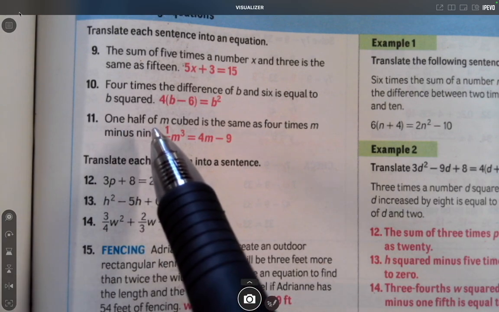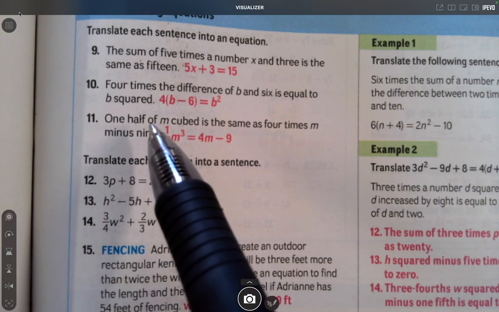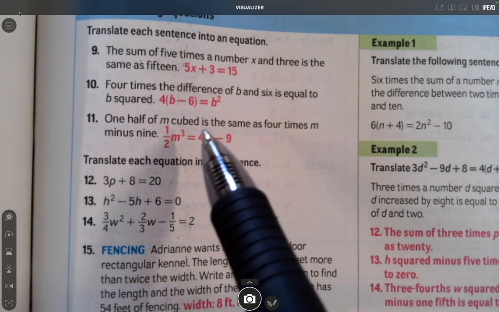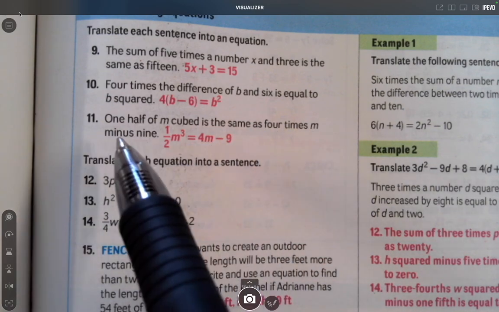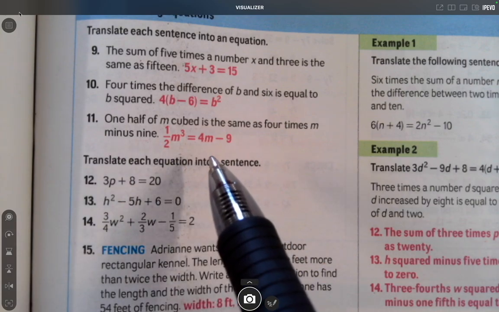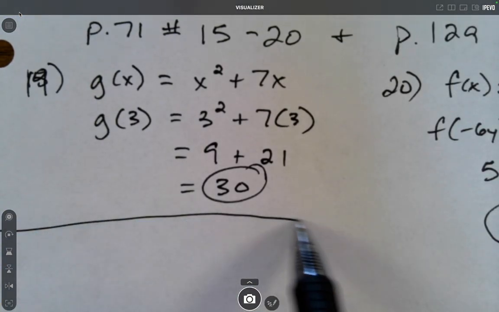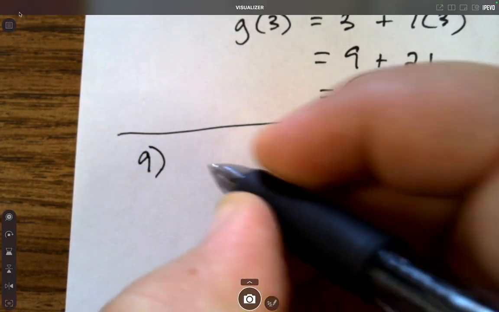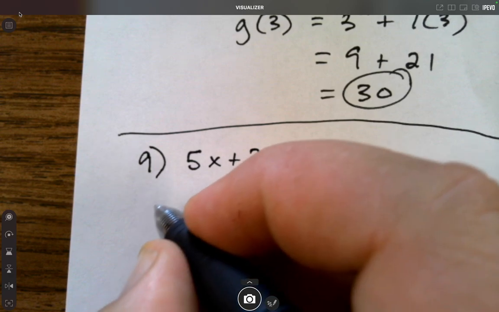11, 1/2 of m cubed is the same. So half of m cubed, 1/2 of means times, 1/2 times m cubed, right there, is the same as equals 4 times m minus 9. Okay, let me write those down just for the sake of them all being here, and then I will move on to the next problems. So again, I'm just writing down the answer so I'll have it on this paper. Feel free to jump ahead in the video if you wish.